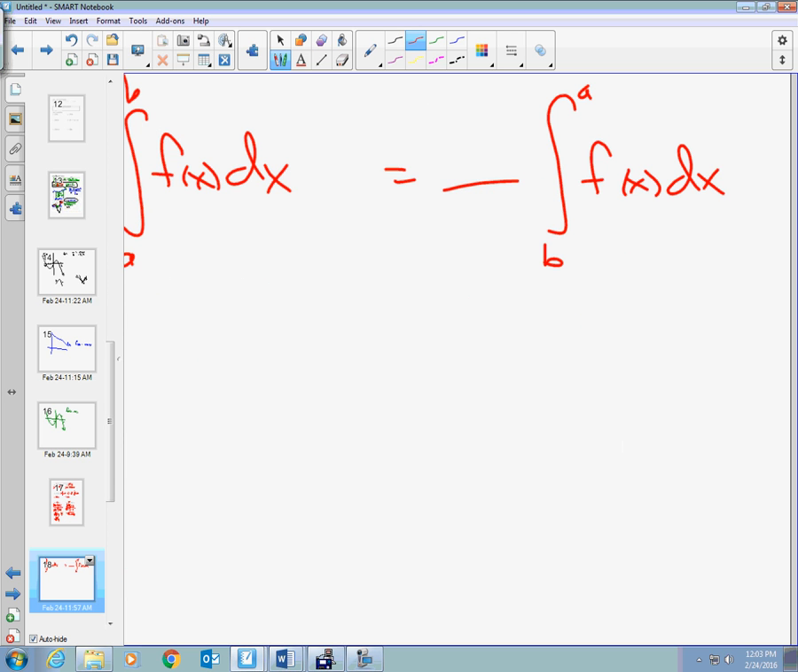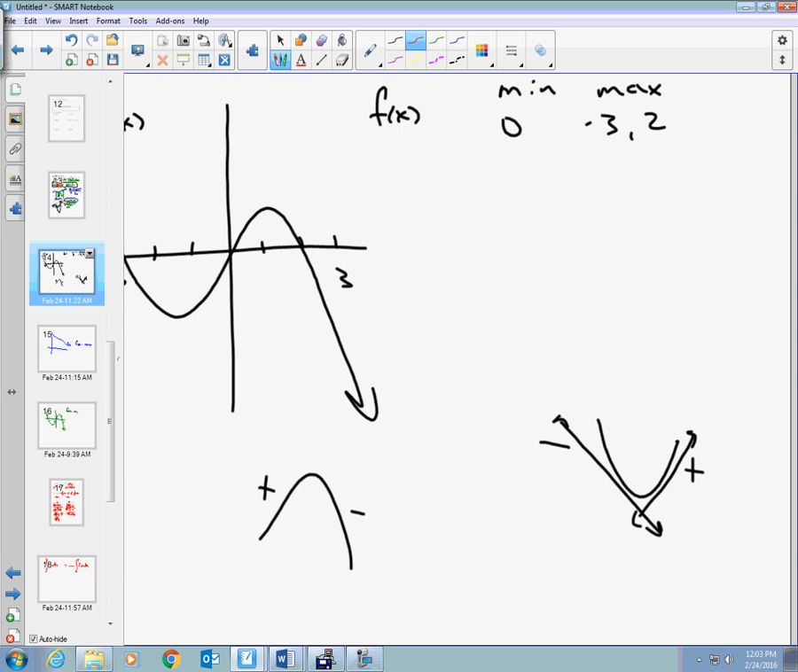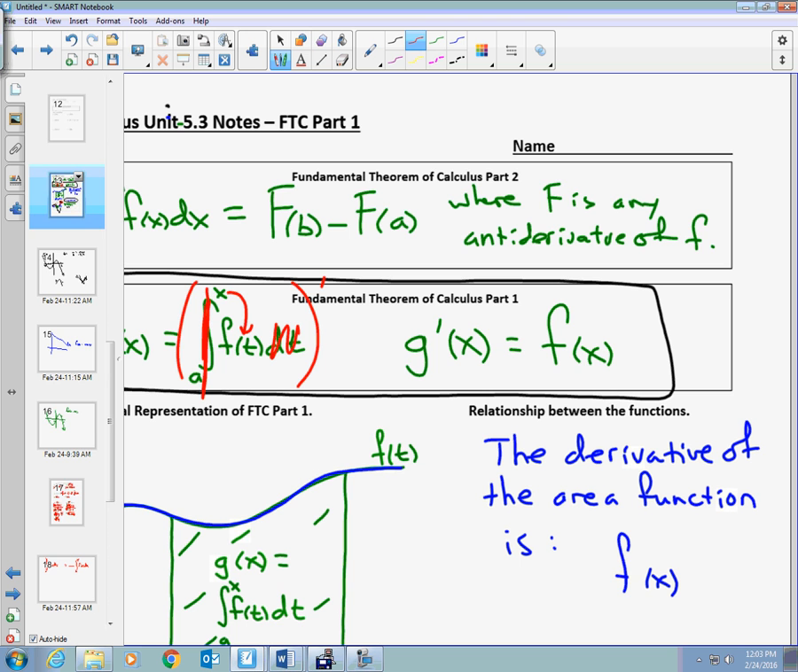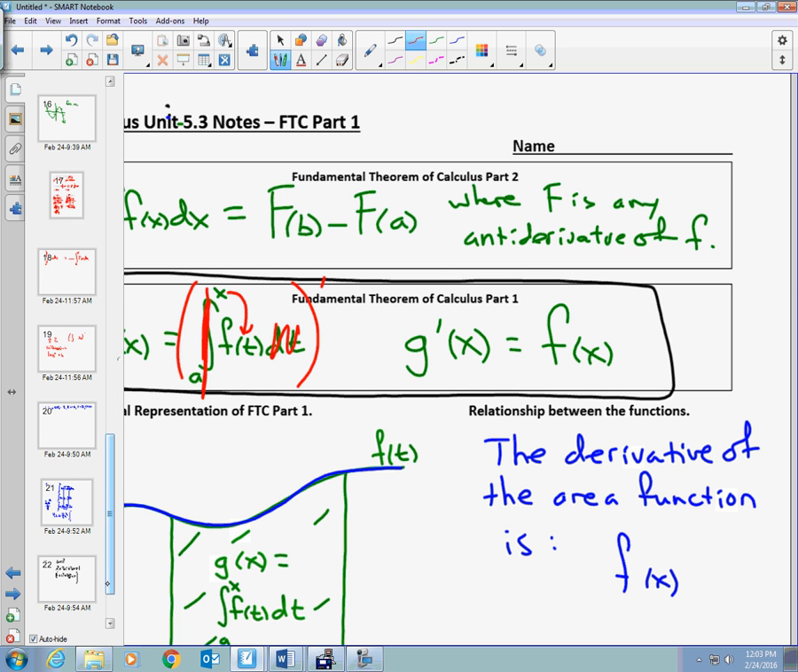So I don't pretend that makes it easier, but continue to bring those questions up over the next few days as we talk about this. But conceptually, this is a tough thing to understand. Fundamental Theorem of Calculus Part 2 is easier to understand than Fundamental Theorem of Calculus Part 1 for most people.